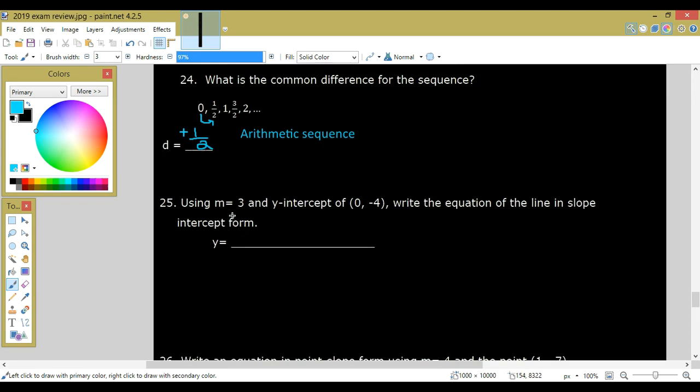25. Using m equals 3 and the y-intercept of (0, -4), write the equation of the line in slope-intercept form. So recall y equals mx plus b. Well, m is 3, x is just x, and b is -4. So we have y equals 3x minus 4, and that's it.